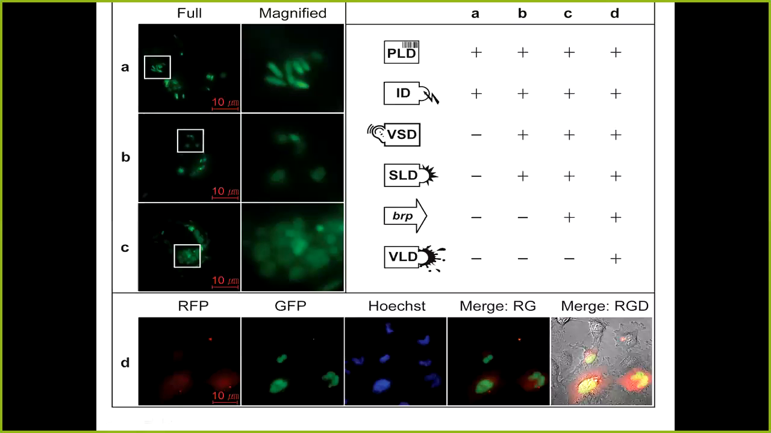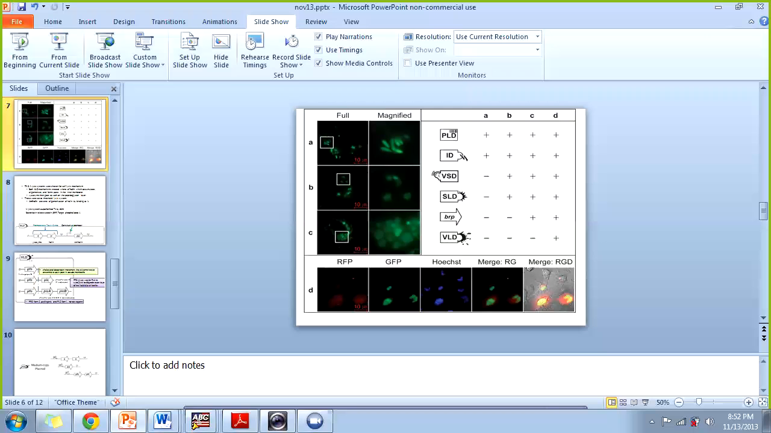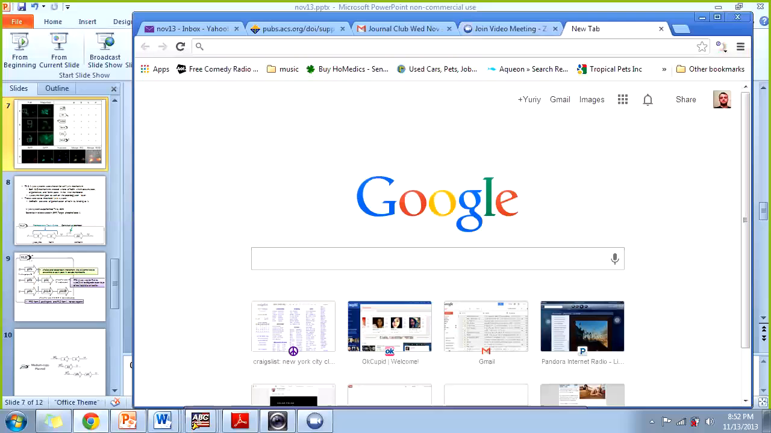I can barely hear you. Do they say explicitly why they use U373MG cells versus HeLa cells for those two experiments? I haven't been able to find it. It's in the methods, but it doesn't mention what they are or what they do.